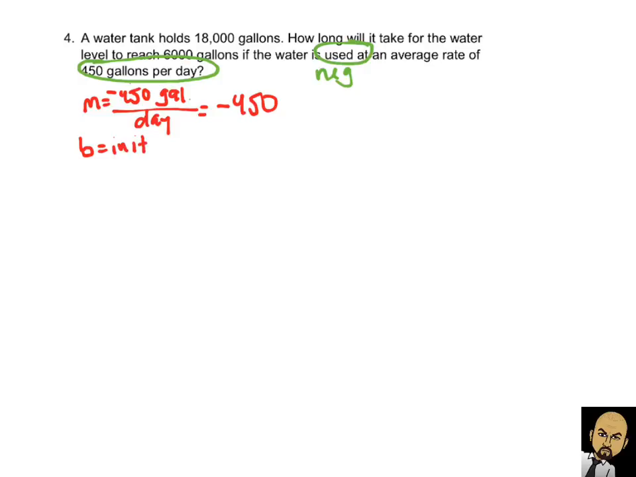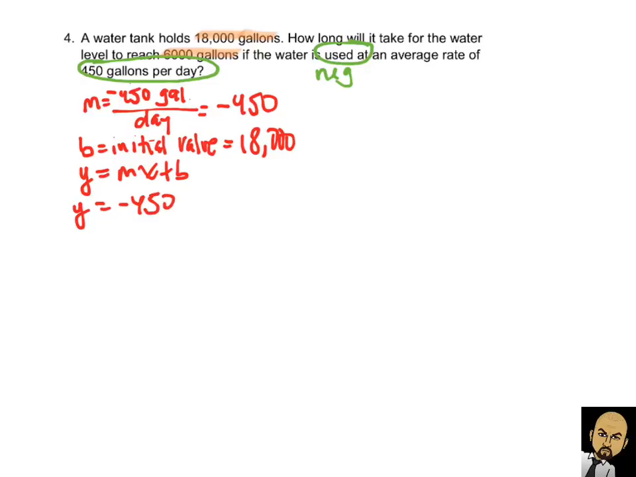Our initial value. In this case, how much water did we initially, or originally, start with? That's going to be 18,000 gallons. Not the 6,000 gallons, but we started with 18,000 gallons. So that's going to be our y-intercept b, which is our initial value. So the equation in the form of y equals mx plus b, we substitute negative 450 for our slope, and for our y-intercept we substitute 18,000.